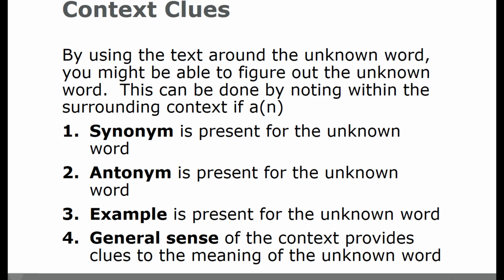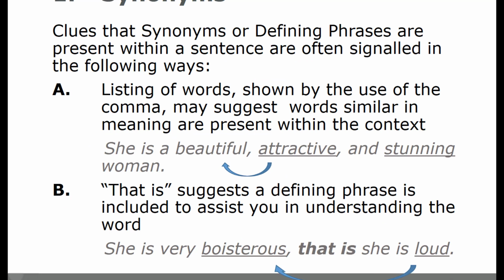This can be done by noting within the surrounding context if, number 1, a synonym is present for the unknown word, or 2, an antonym is present for the unknown word, or 3, an example might be present for the unknown word, or lastly, number 4, if just the general understanding of a surrounding sentence will help unlock the meaning of the unknown word. So number 1, the synonyms.